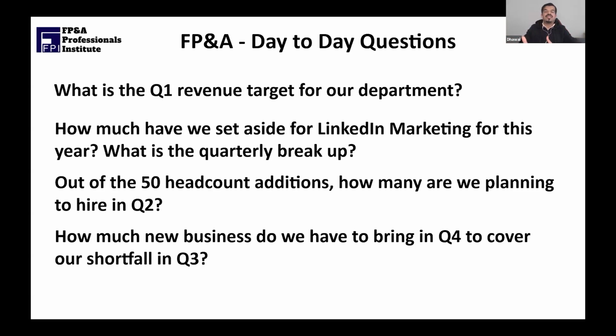Okay. How much new business do we have to bring in Q4 to cover the shortfall in Q3, right? Three quarters are already over. Probably in the third quarter, you have not met your target. So there is a certain shortfall. And now you need to cover this in Q4. How much is that shortfall and what do we need to do to cover that shortfall in Q4? That is a question coming to you from the business director or the business unit head, right? Again, answered to you by your forecast document and not by your accounting related document.